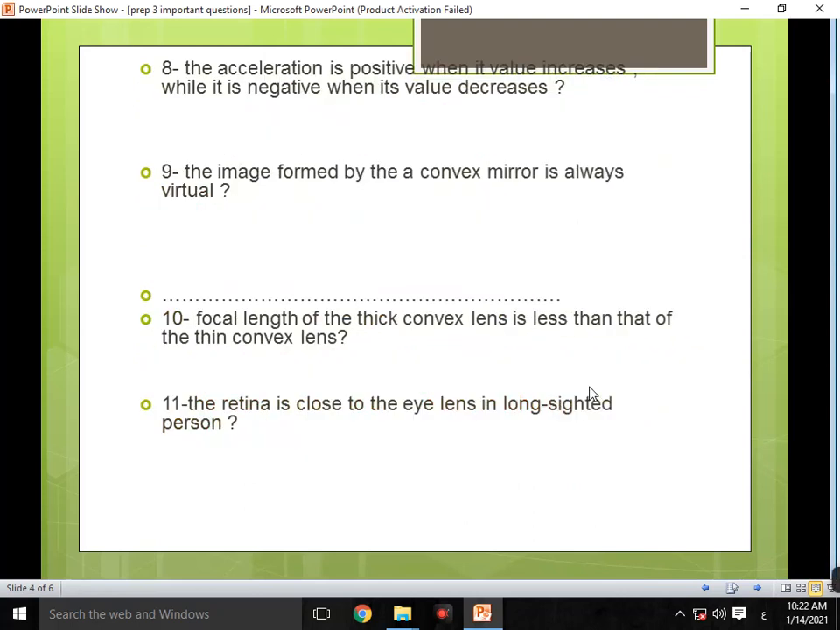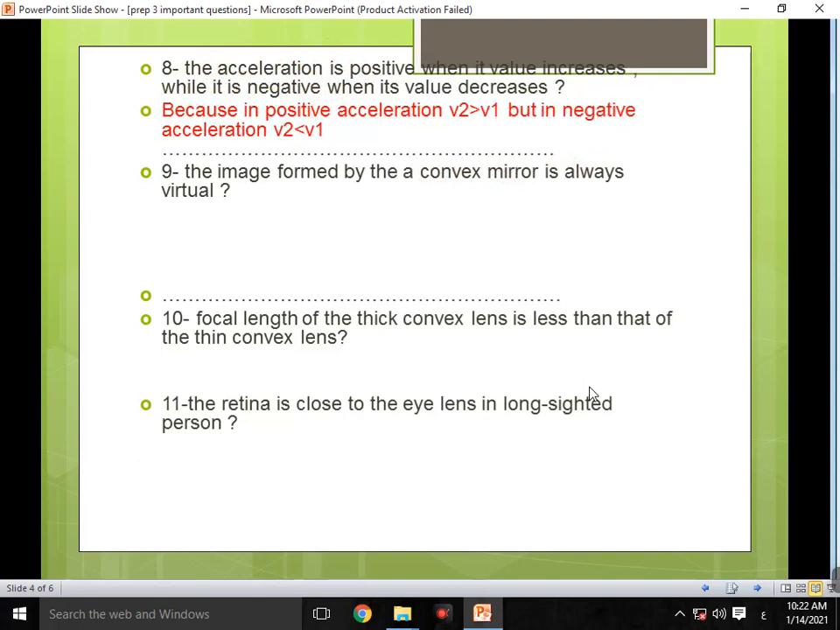Number 8, acceleration is positive when its value increases while it is negative when its value decreases. You know that in positive acceleration the final speed is greater than the initial speed, so it is positive. But in case of negative acceleration the final speed is smaller than the initial speed, so it is negative.